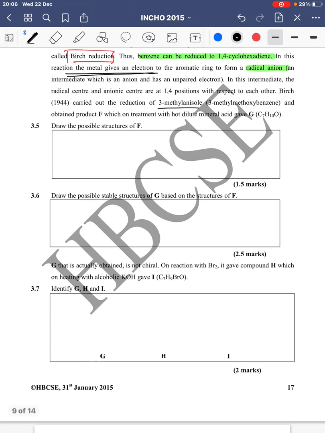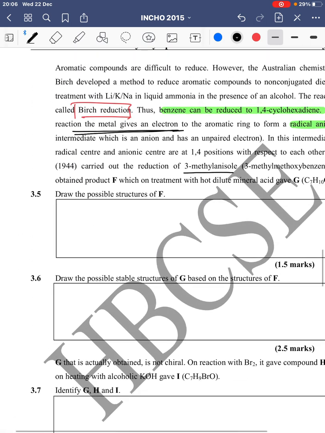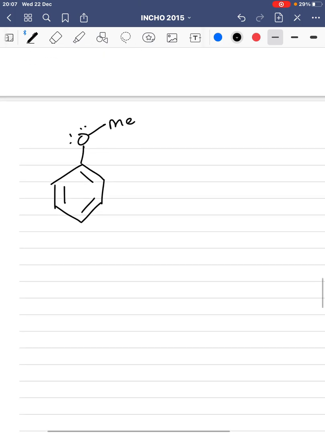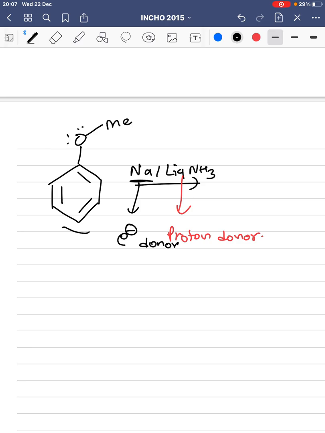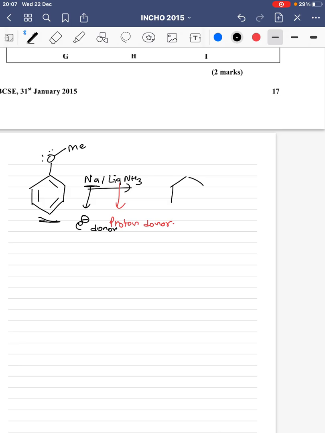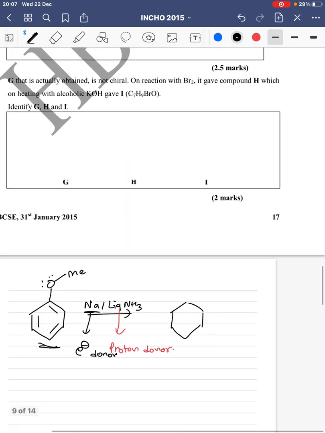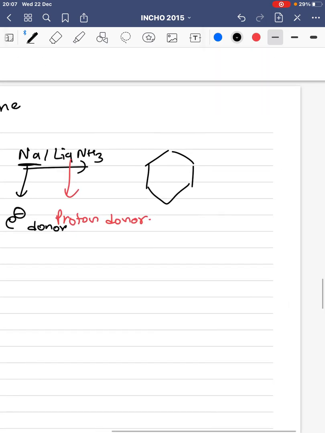First of all, let's draw the structures. We have got 3-methyl anisole. This is the structure of anisole. And now we need to do the Birch reduction. It's in the presence of Na and liquid NH3. NH3 is the proton donor. And Na is the electron donor to this compound. Hence it says that it can be reduced to 1,4-cyclohexadiene.